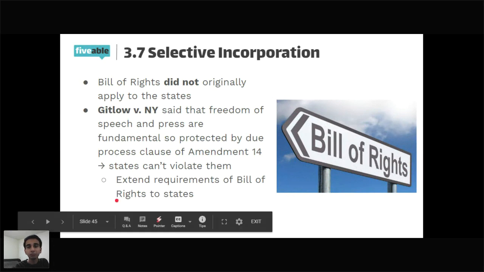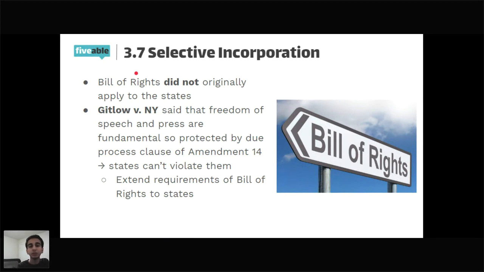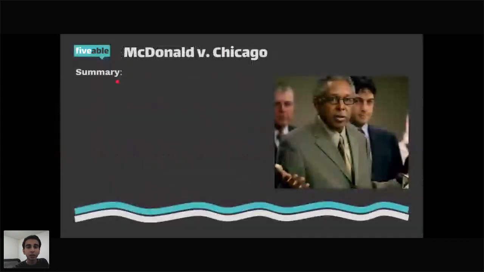Okay, so through Gitlow versus New York, that started the tradition of extending requirements of the Bill of Rights to the states. So like Japesh said, it happens piece by piece, on what's called a piecemeal basis, okay? Not all at the same time. So not all 10 amendments and all their clauses were incorporated at the same time. In fact, some of them have still not been incorporated. So the first case that we're going to talk about that dealt with selective incorporation is McDonald versus Chicago. Does anyone have any idea what this case entailed?